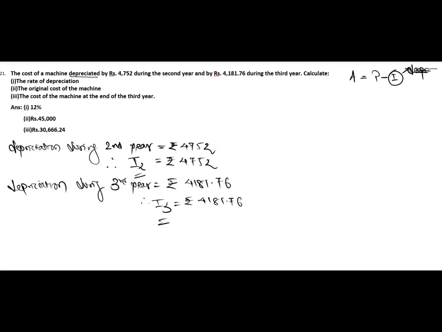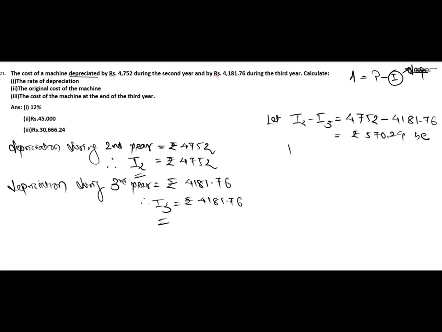Remember, because this is a question of depreciation, where amount is found by subtracting the interest, that is depreciation, from the original value, which is principal. Calculate the rate of depreciation. Okay, let's first find the rate. Now let I2 minus I3 is equal to 4752 minus 4181.76, which is equal to rupees 570.24.